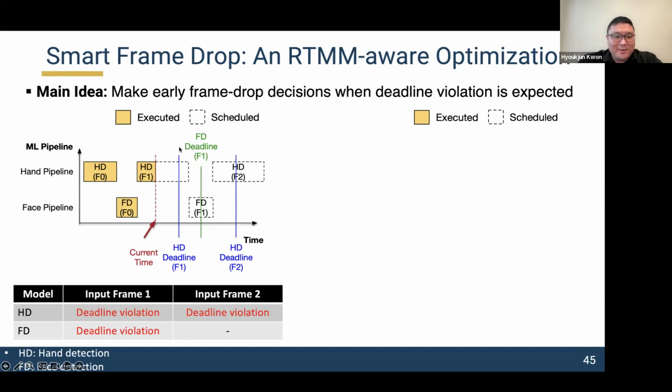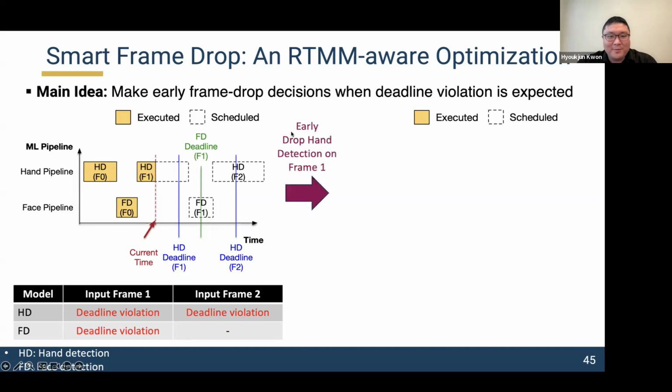And we have the hand detection pipeline, a hand detection deadline here, and the face detection pipeline here. If we run hand detection until completion, the hand detection deadline will be violated, and the face detection deadline will be violated, and the second frame for the hand detection will also be violated. So this is the expected result.